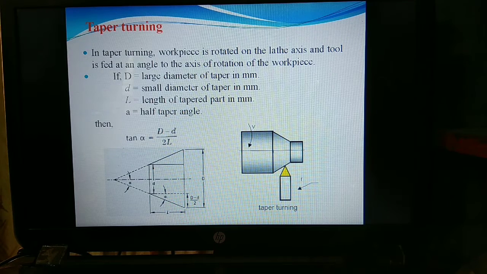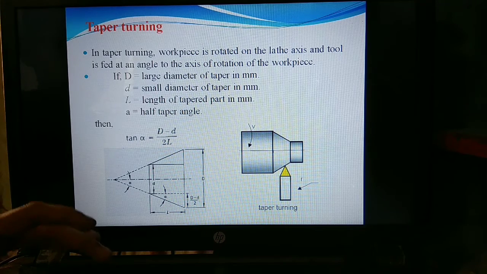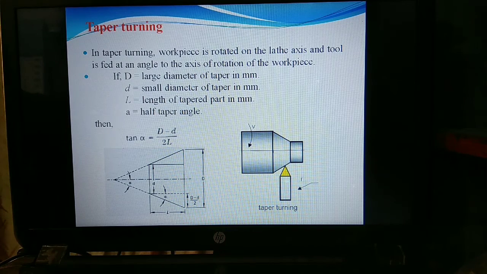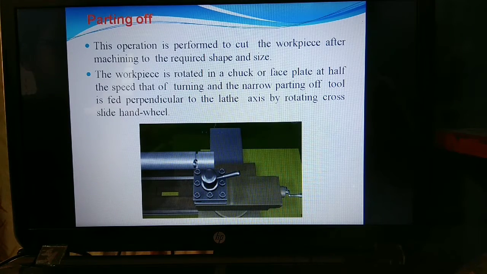Then the taper turning operation. In taper turning, the workpiece is rotated on the lathe axis and the tool is fed at an angle to the axis of rotation of the workpiece. We can calculate the taper angle also, that is tan alpha equals (D minus d) upon 2l, which is shown in the figure.